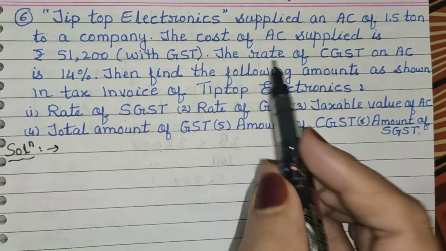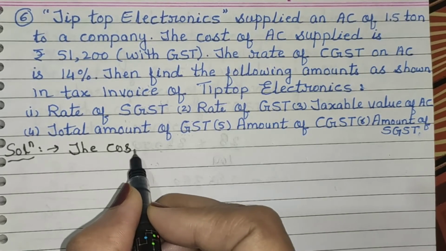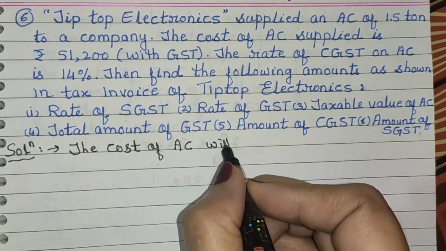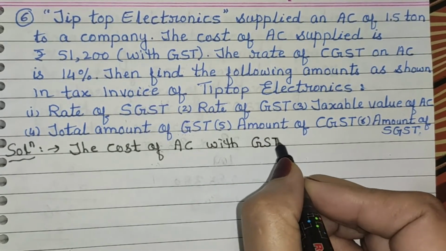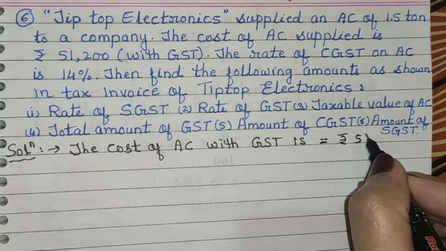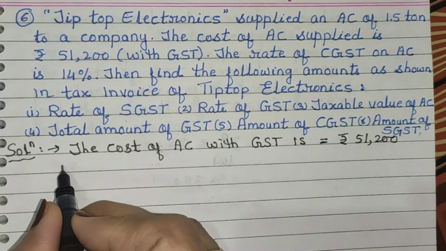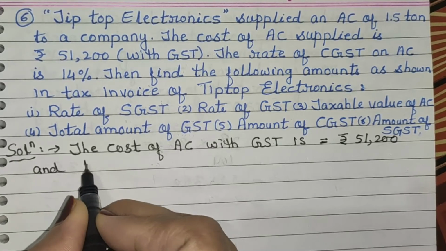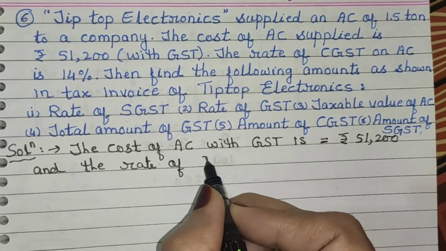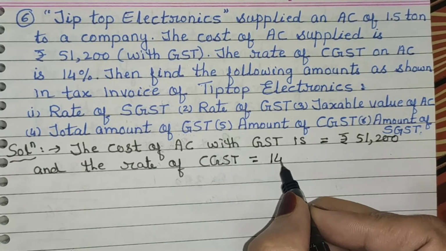Now what is given in the problem? The cost of AC, write down here, the cost of AC with GST is equal to rupees 51,200 and the rate of CGST is given, write down here, the rate of CGST which is equal to 14%.